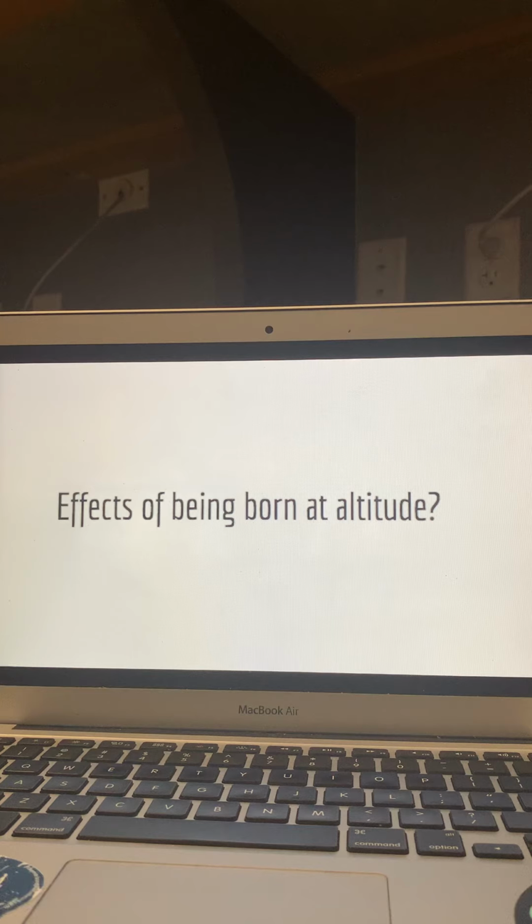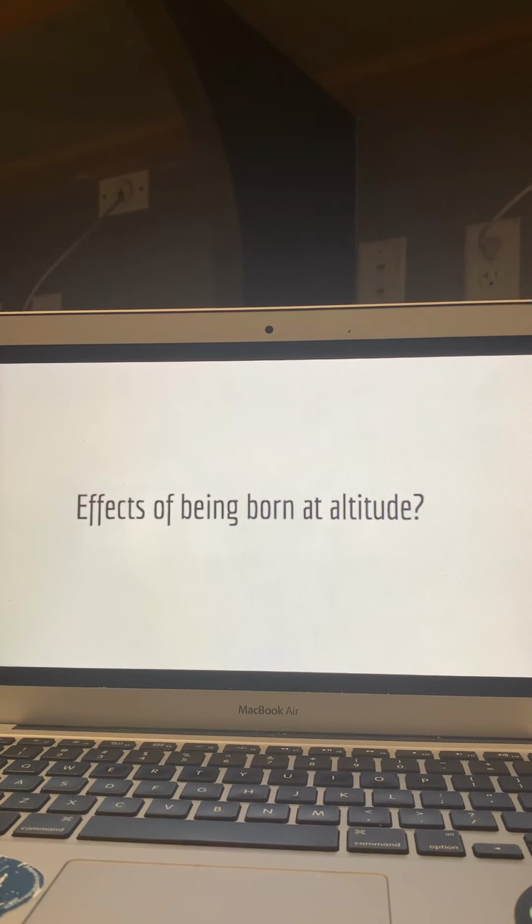So then, what are some effects of being born at altitude? It can allow some long-term physiological adaptations, like adaptations associated with growing at altitude. It can give a competitive edge to those who are born at sea level.